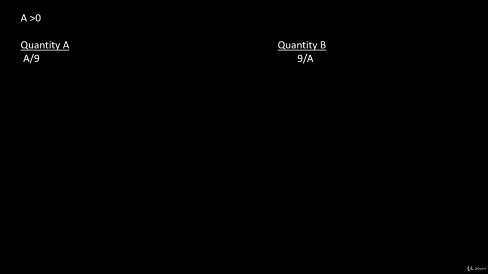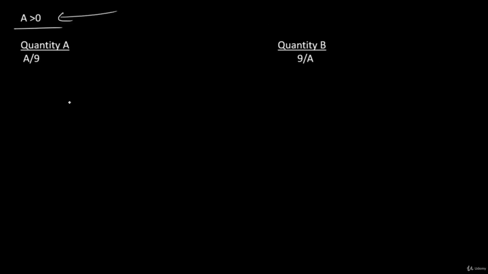Let's do this question. A is greater than 0. Quantity A is A by 9 and quantity B is 9 by A. Pause the video, give it a try, and then let's do it together. Alright, we are back. I hope you have given it a try. Let's do it together. Now A is greater than 0.